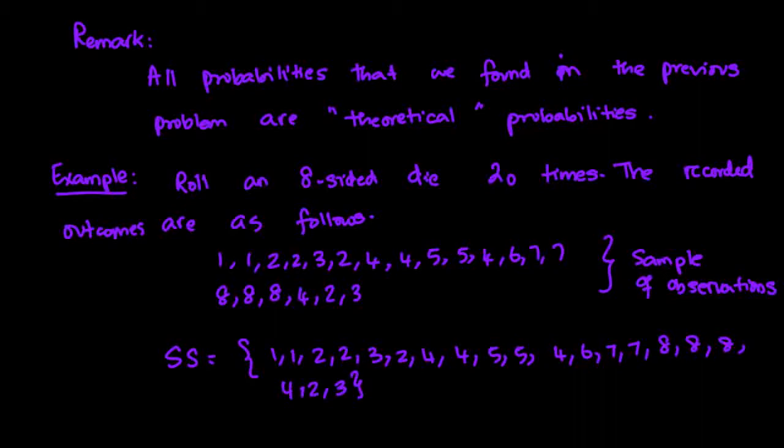Let us make sure that there are 20 outcomes here. 1, 2, 3, 4, 5, 6, 7, 8, 9, 10, 11, 12, 13, 14, 15, 16, 17, 18, 19, 20. So the cardinality of the sample space is 20.